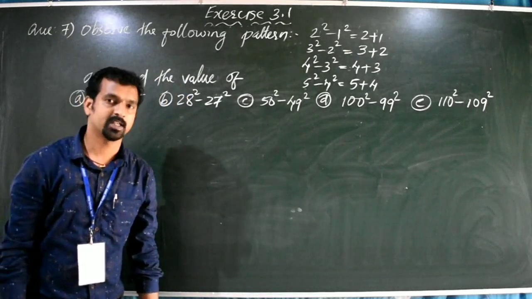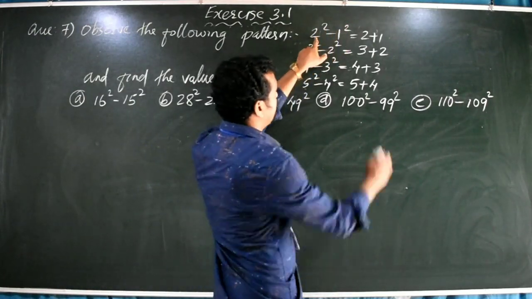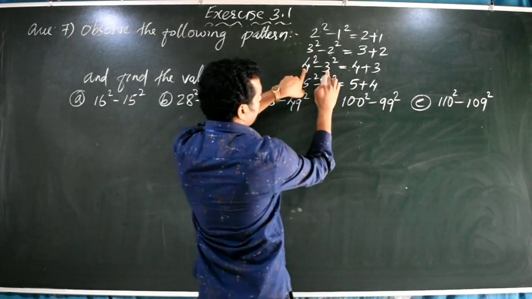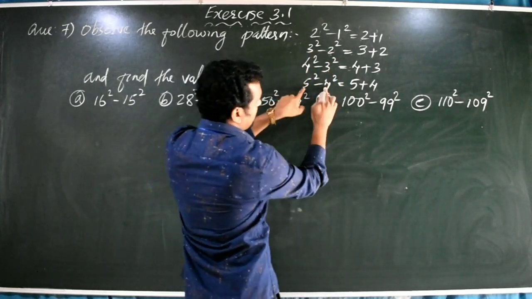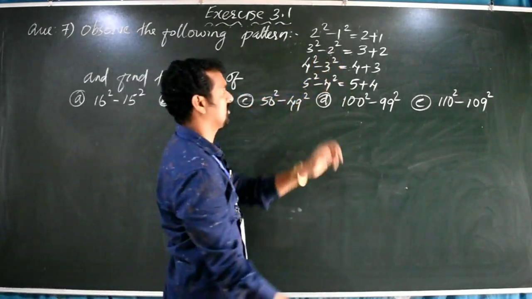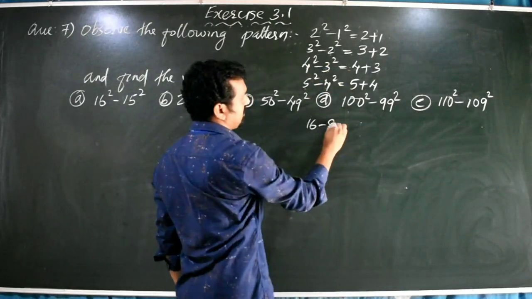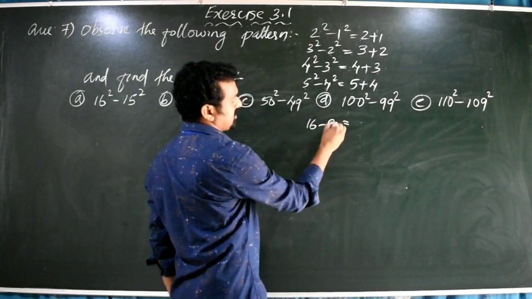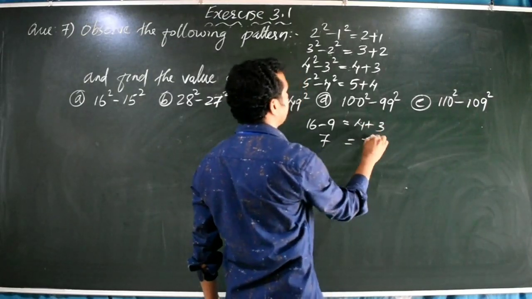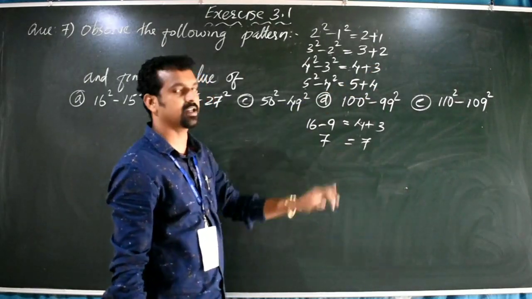Dear children, did you understand anything? Yes. 2 square minus 1 square, 2 plus 1. 3 square minus 2 square, 3 plus 2. 4 square minus 3 square, 4 plus 3. 5 square minus 4 square, 5 plus 4. We can check it once. 4 square minus 3 square: 4 square, 4 fours are 16, minus 3 square, 3 threes are 9. 16 minus 9, what is the answer? 7. 4 plus 3, what is the answer? 7. So 4 square minus 3 square, we get 4 plus 3, that is 7.